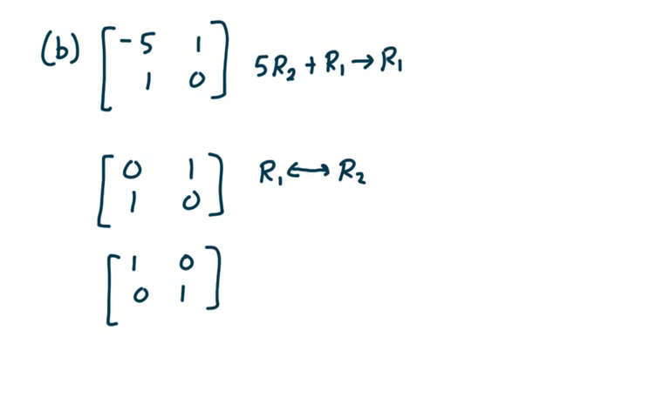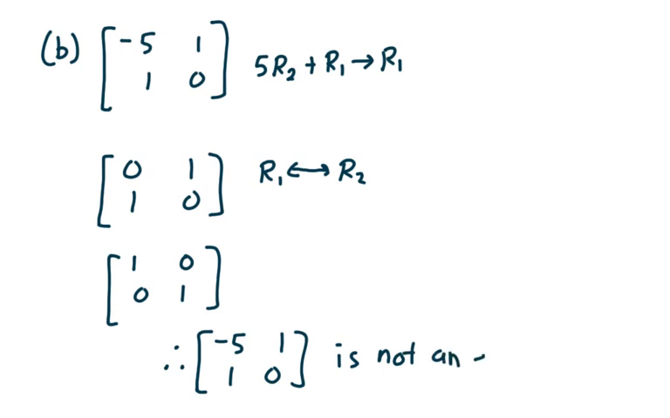And since it took 2 operations to arrive at the identity matrix, what that tells me is that the matrix negative 5, 1, 1, 0 is not an elementary matrix. Okay? I hope that's okay.